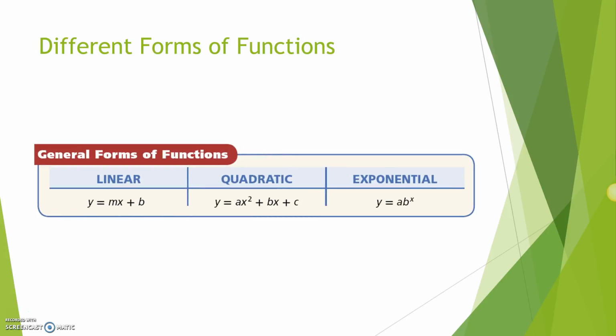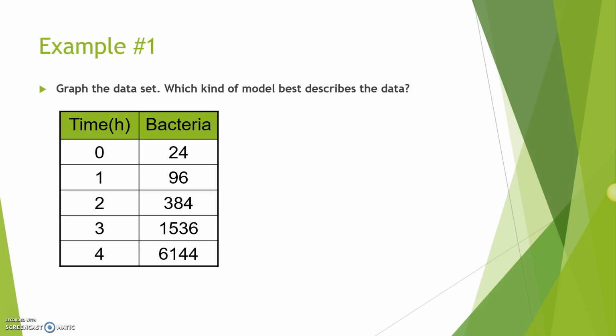As you know, there are different types of formulas, functions, that relate with each of these relationships. So with linear, remember the form here is y equals mx plus b. For quadratic, the function is y equals ax squared plus bx plus c. And exponential is y equals a times b raised to the x power. Let's look at some examples here of what you're going to see in this section.